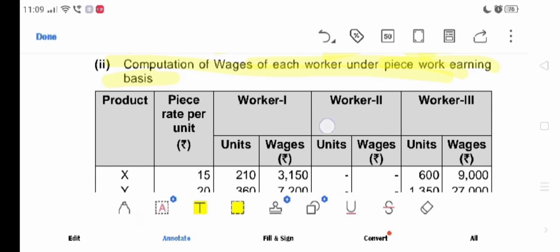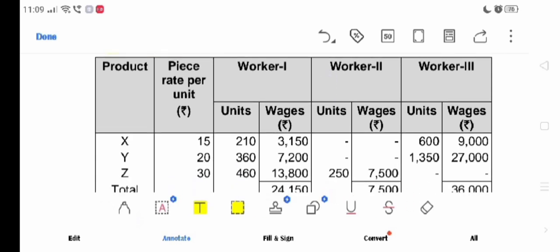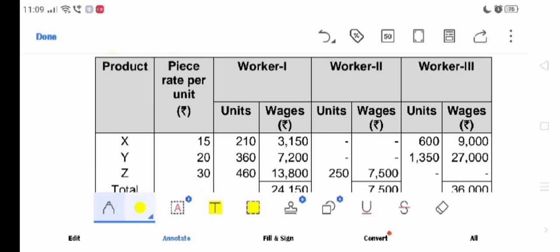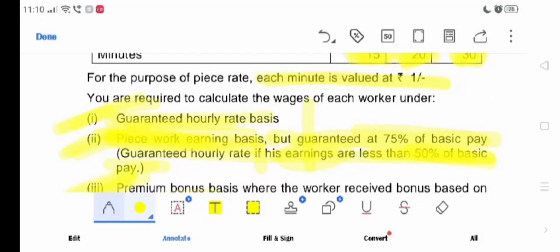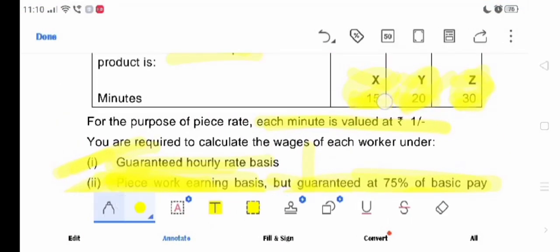Piecework means payment by units. According to the units they will give the amount, not on an hourly basis. How many units you have produced, for that only I'm going to pay. So what is the unit price? I already explained: per minute they are going to give you 1 rupee. So for 1 unit of X they pay 15 rupees, for 1 unit of Y they pay 20 rupees, and for Z they pay 30 rupees.